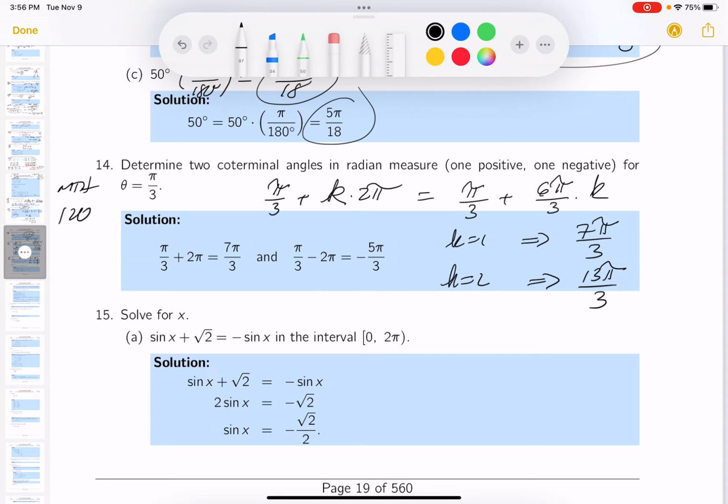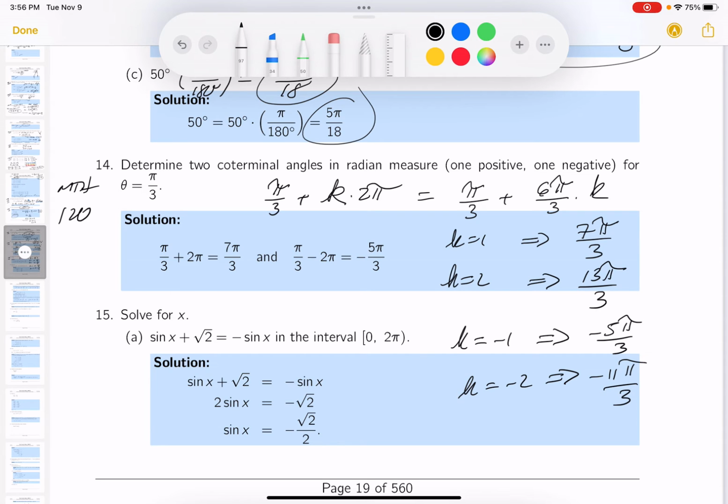Well, I also want to get a negative one. So let's do k equals minus 1. And you could do as many as you like, by the way. You could do minus 2 as well. And again, I'll answer that question in a second. If k is minus 1, what do you get? Minus 5 pi over 3. Now, if you did k as minus 2, what would you get? Minus 12 plus 1, which is minus 11 pi over 3.